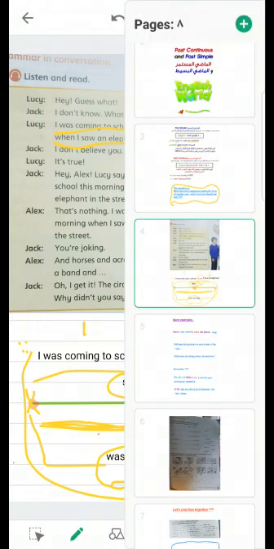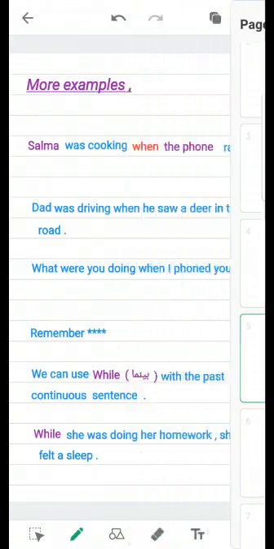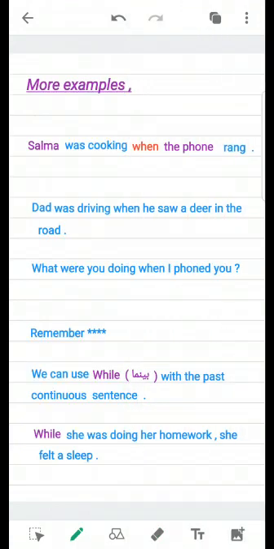Let's see other examples. Okay? We have more and more examples. Salma was cooking when the phone rang. We have the subject Salma. Two actions. Number one, was cooking. The other action is rang. The telephone or the phone rang.